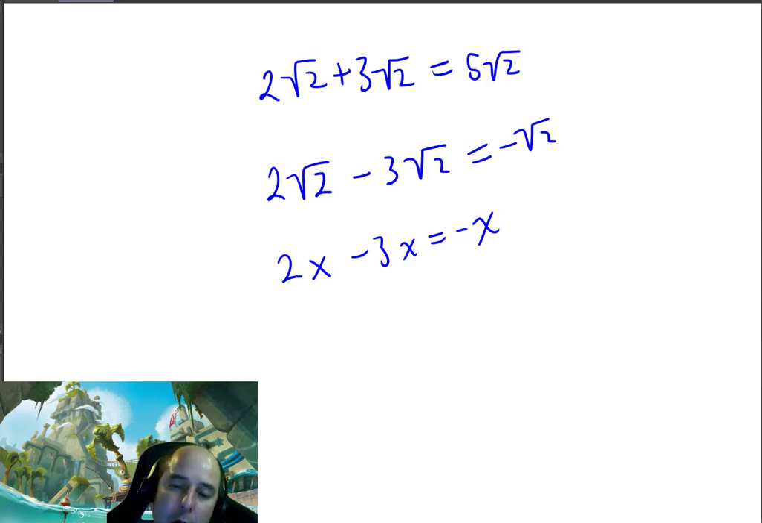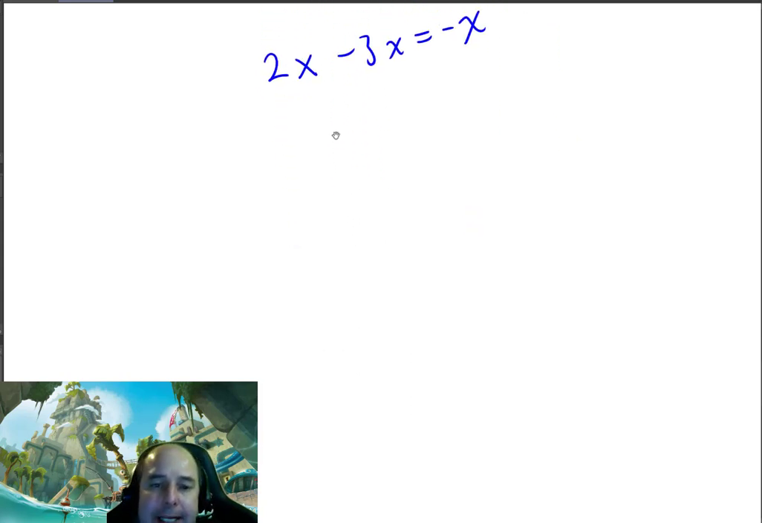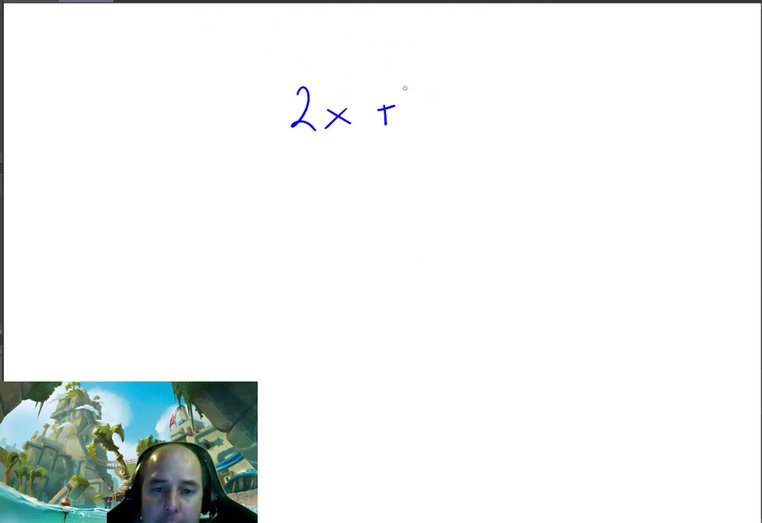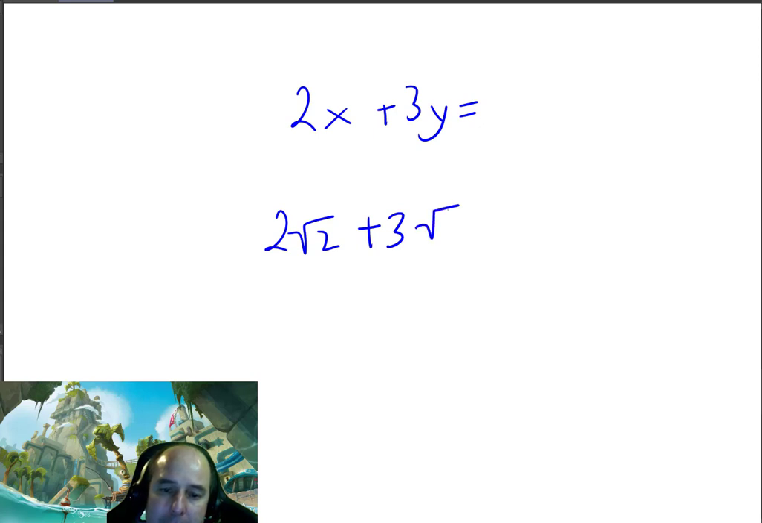Now that we know that that's the case, here's another thing. If I had 2x plus 3y, I can't add those together. That's as simple as it gets, 2x plus 3y. Likewise, if I had 2 square roots of 2 plus 3, this y would not be square root of 2, because if it was, it'd be x. So this would be maybe the square root of 3. I can't combine these either, just like I can't combine those variables. So that just gives you an idea of how these things work.